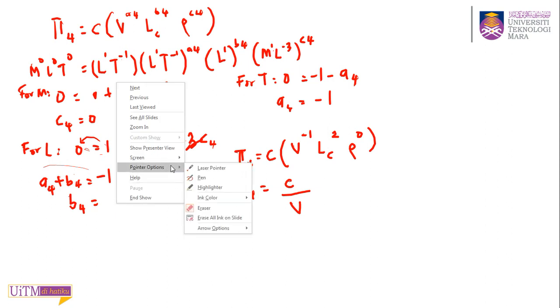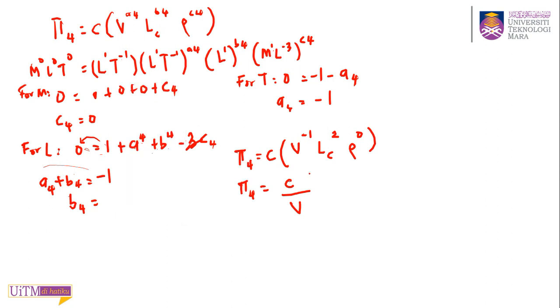Okay, so that's why we need to be careful. So B4 will be equal to minus 1 minus A4. A4 is minus 1, so minus 1 plus 1, so this will be equal to 0. Right? So B4 should be 0, not 2. So now you have pi 4 equal to C over V, since the power of L is 0, rho also 0.